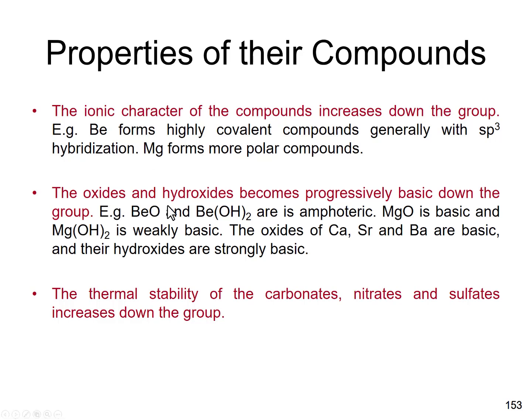The oxides and hydroxides become progressively basic down the group. For example, beryllium oxide and beryllium hydroxide are actually amphoteric. Magnesium oxide is basic and magnesium hydroxide is weakly basic. The oxides of the heavier homologues calcium, strontium, and barium are basic, and the hydroxides are strongly basic. The thermal stability of the carbonates, nitrates, and sulfates increases down the group, which is a common behavior we have already seen for the group 1 metals.